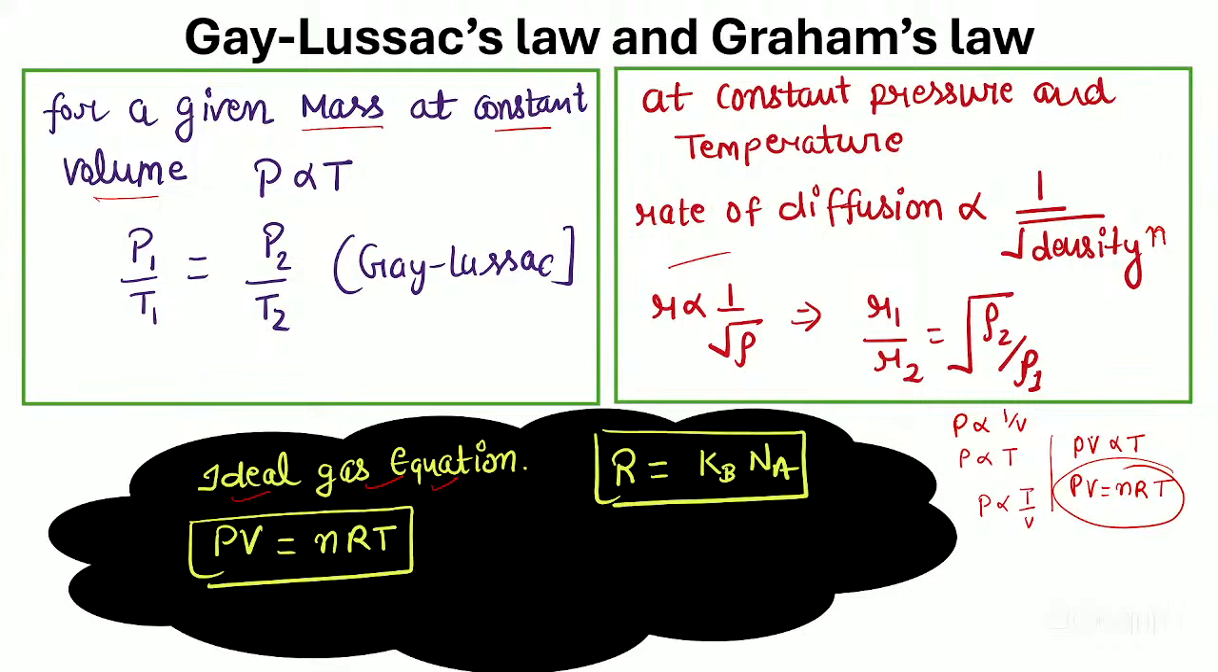Now, one of the best formulas to remember for R is R equals Kb into Na, where Kb is the Boltzmann constant and Na is Avogadro's number.